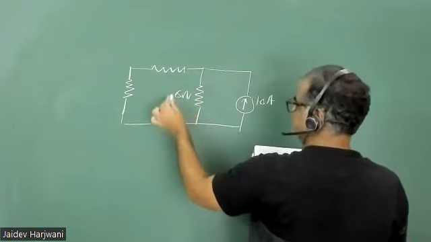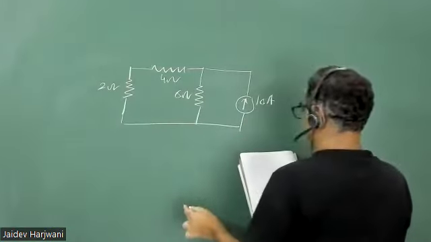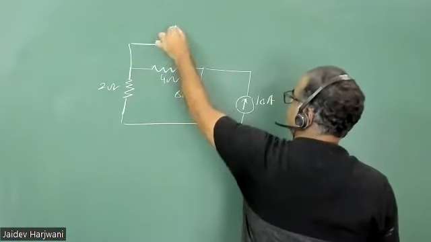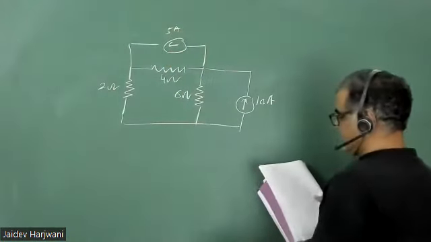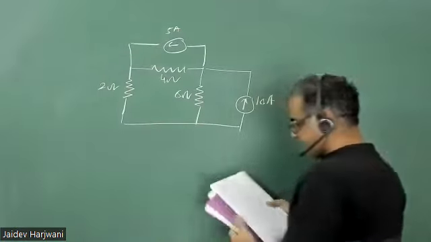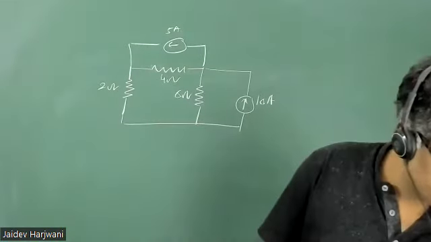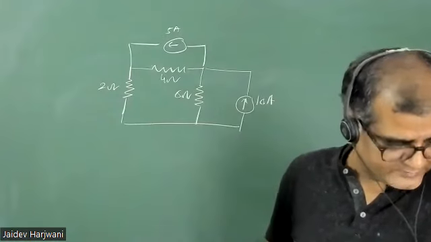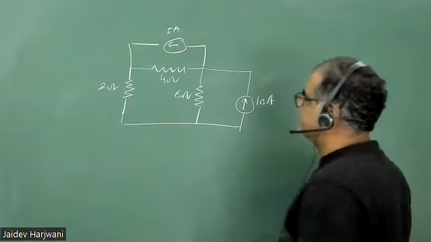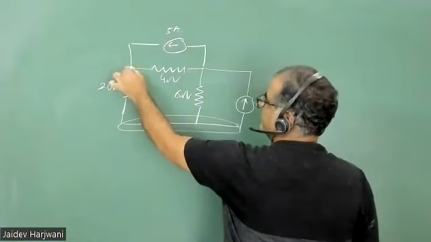Six ohm, 4 ohm, 2 ohm. Here a current source is given equal to 5 ampere. Now solve and find the voltages. First tell me how many nodes are there? One, two, three. This is one node.